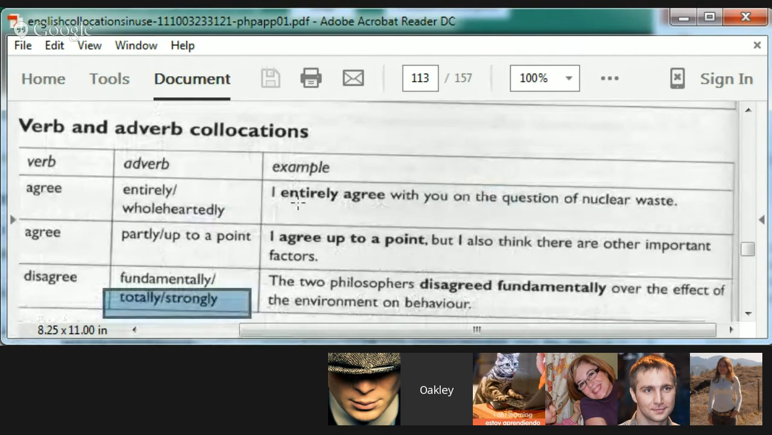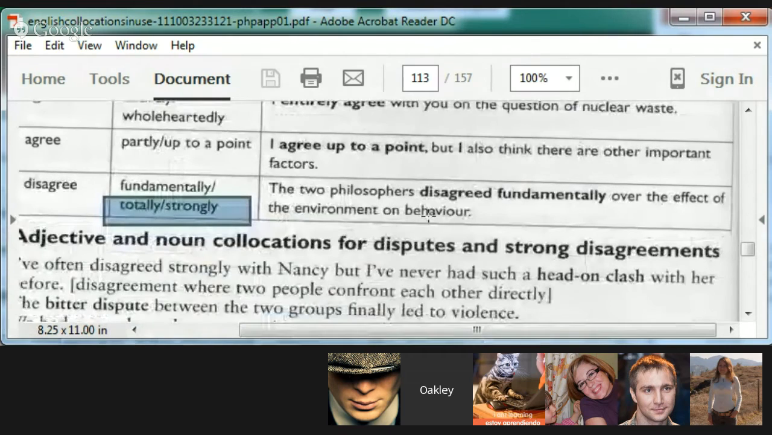Okay, and we also use the same other strong verbs. I entirely disagree with you. I totally disagree. I totally agree. I strongly agree. I strongly disagree. Are very common.